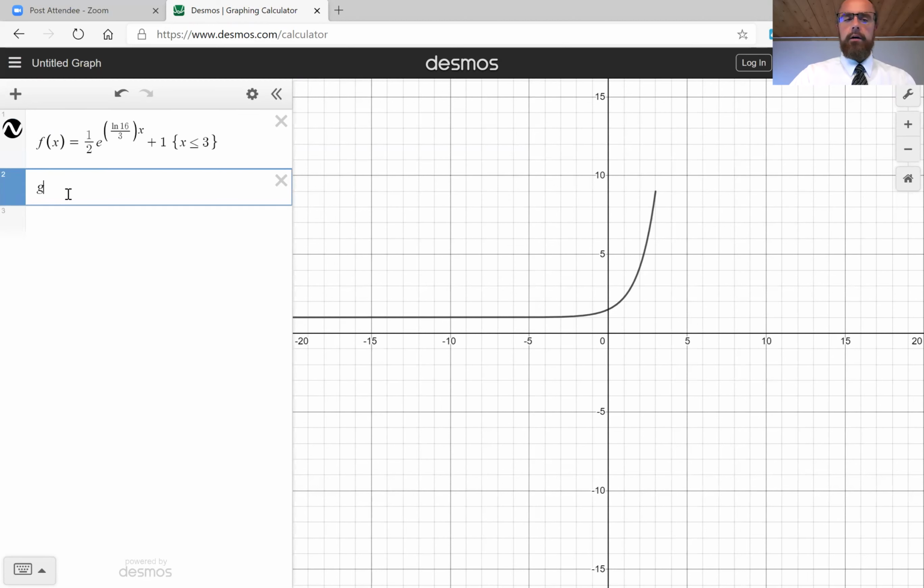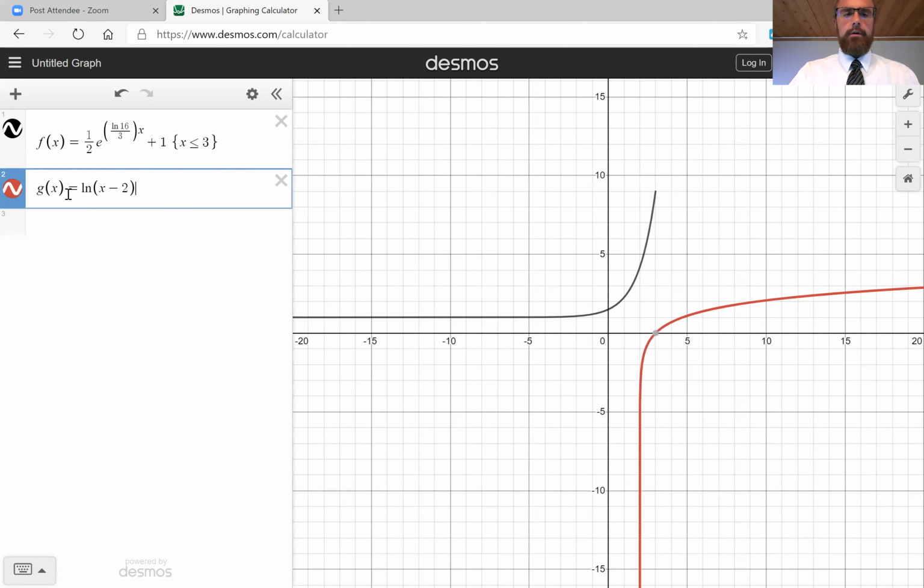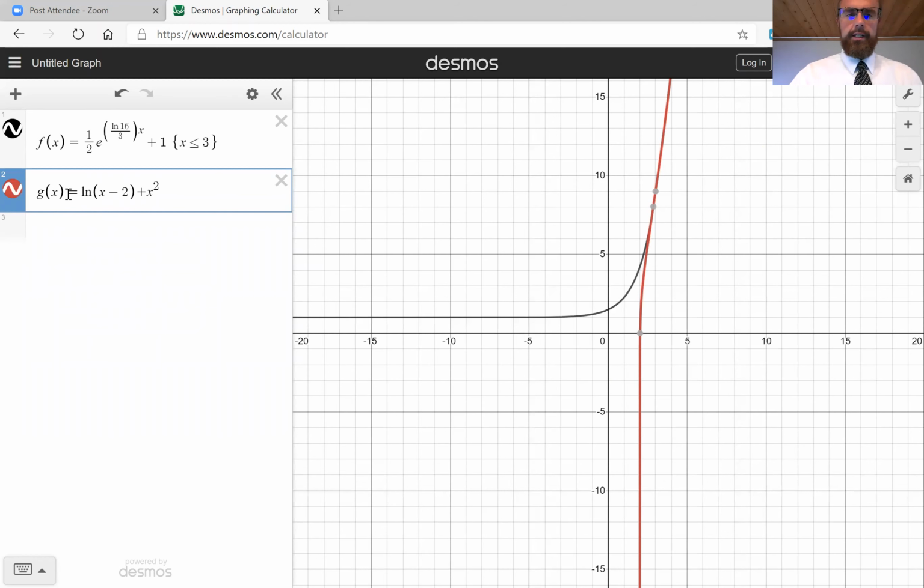Here's the logarithm. Now on Desmos, I need to call it differently. So g of x equals, and let's make sure we get that one correctly. One moment. So that's natural log of x minus 2 plus x squared. And we're going to truncate that one so that it's strictly greater than 3.